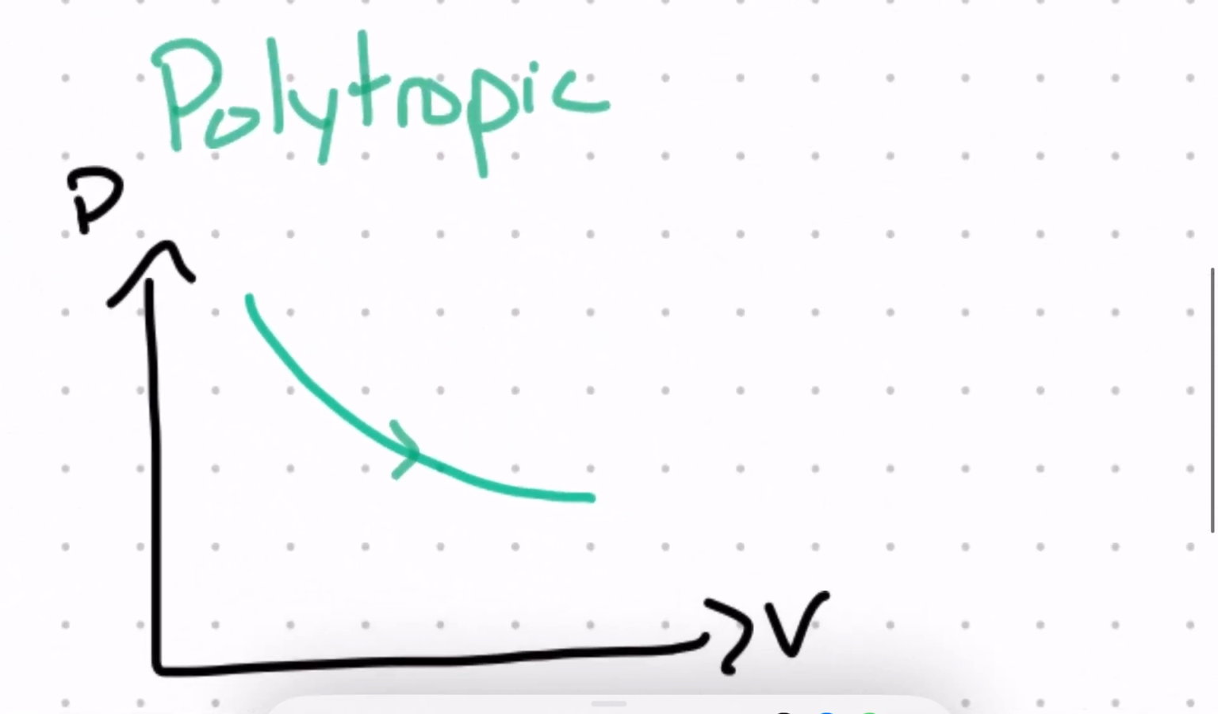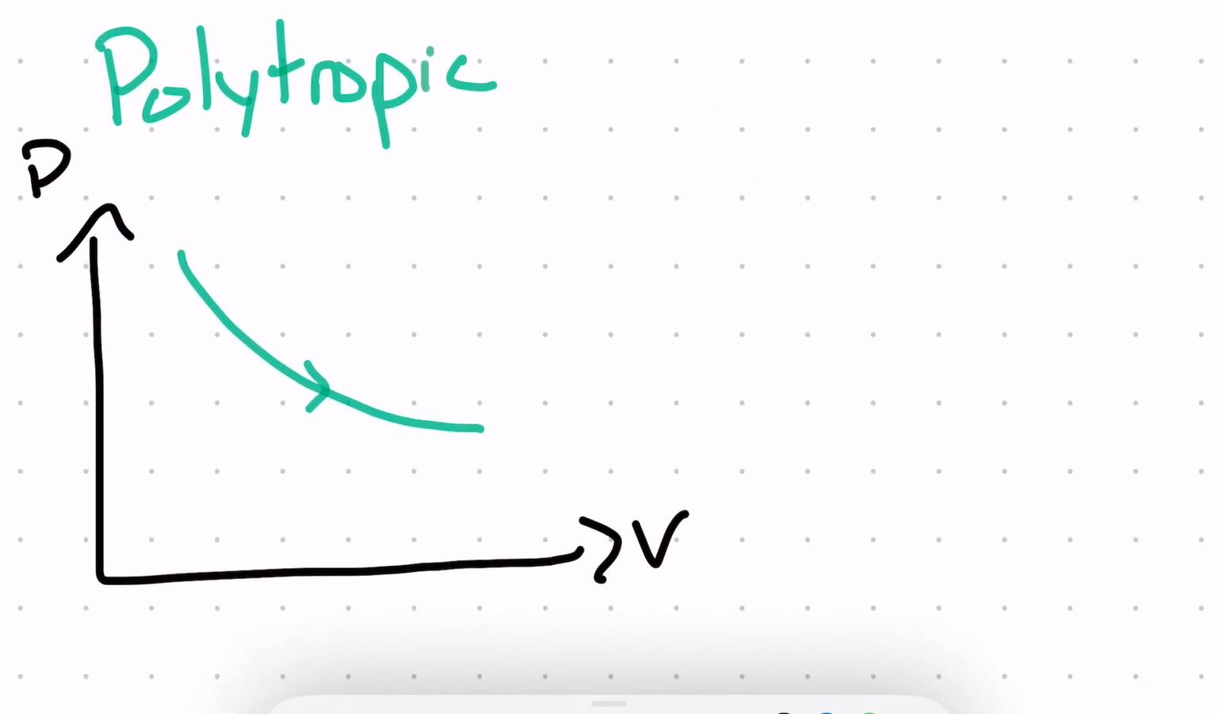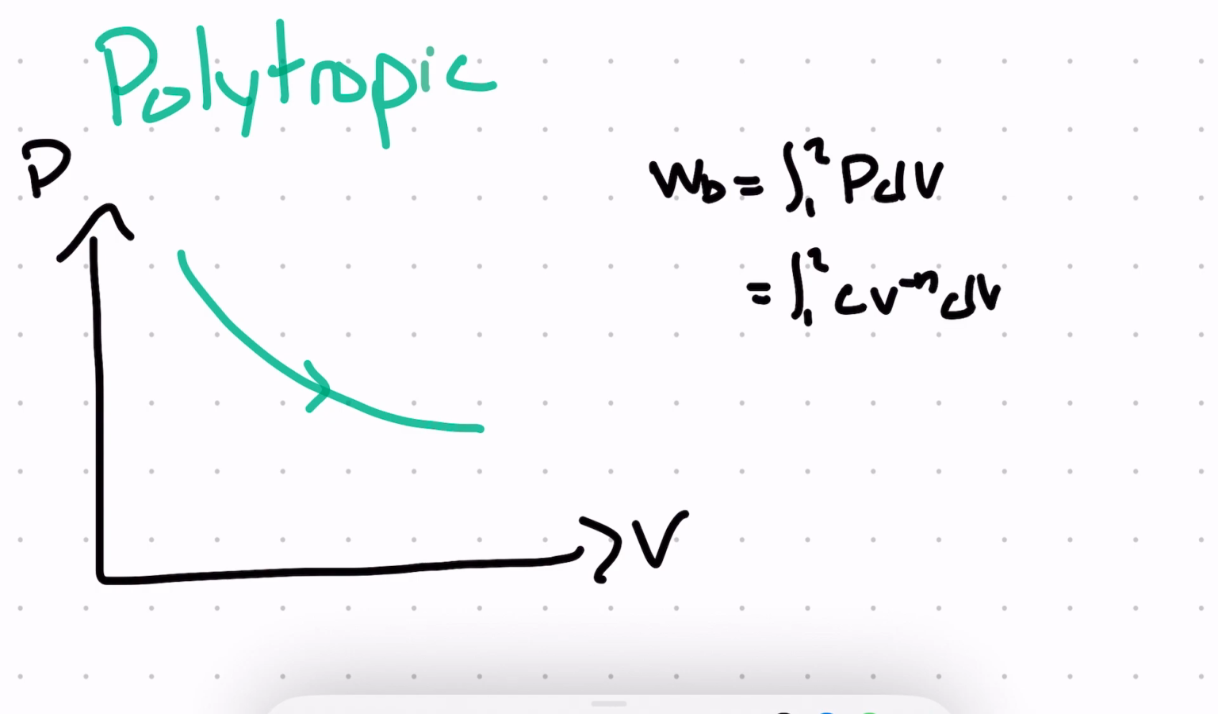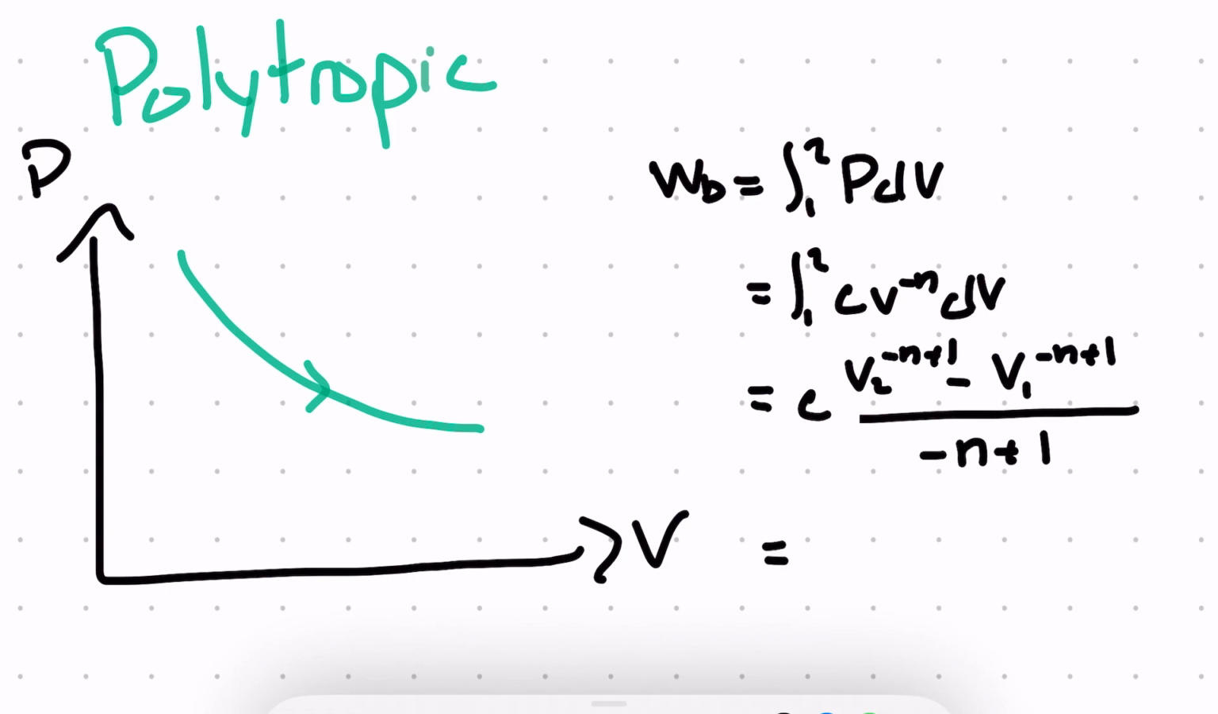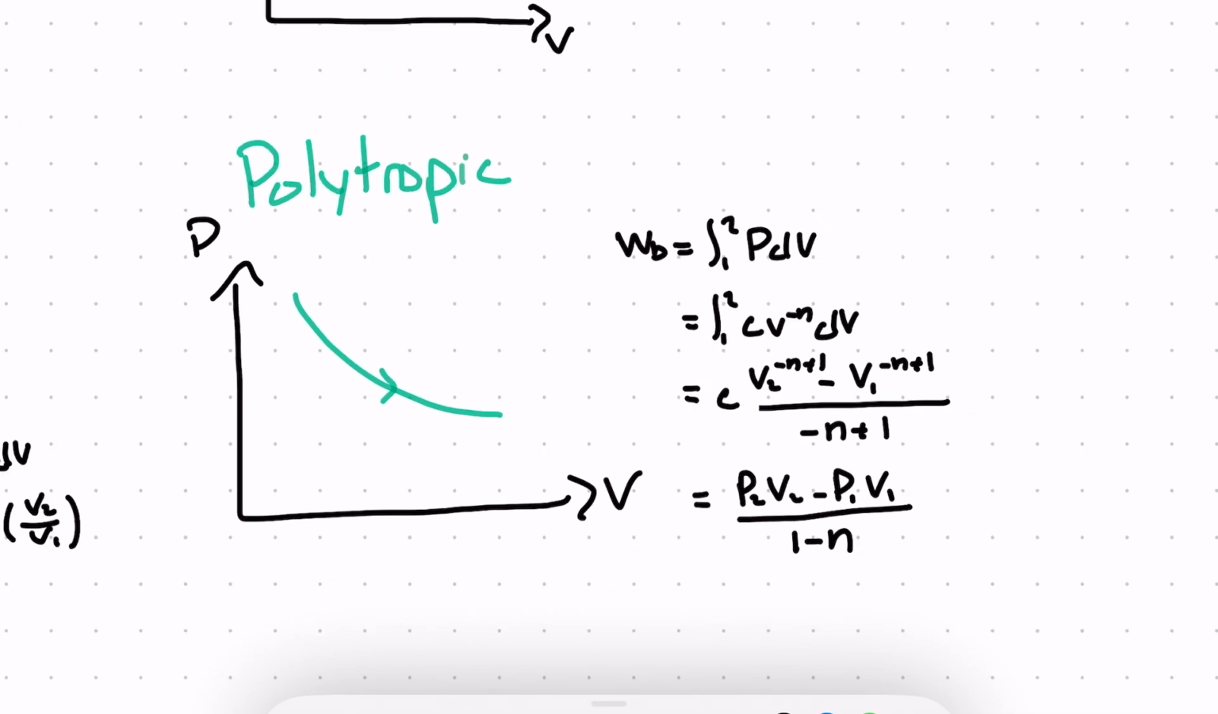For polytropic processes, the pressure and volume vary according to the relationship PV^n equals some constant C. We can use this relationship to replace P by C V^(-n). Again, we integrate with respect to the volume, and we obtain the following equation. We can replace C to obtain an equation with the initial and final pressure.